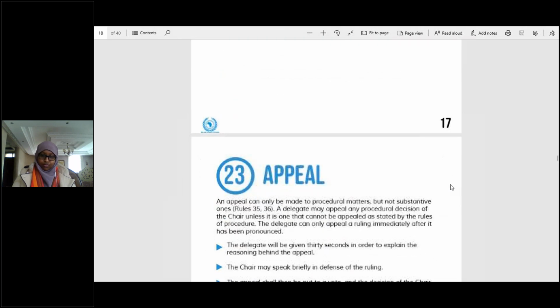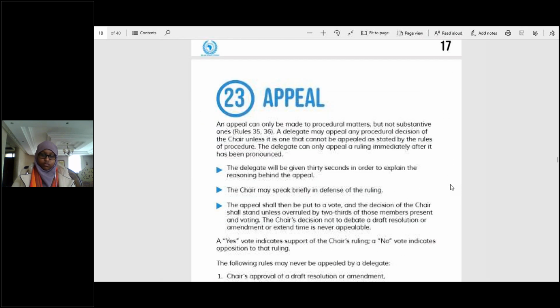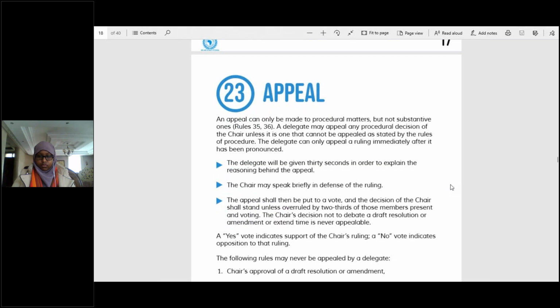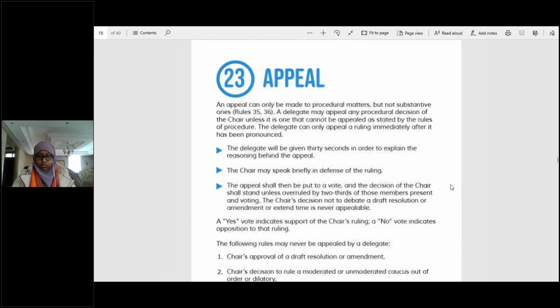Now we come to appeals. When you feel unhappy with a certain decision that the chair or the committee has made, there are some matters that you can appeal and others that you cannot. An appeal can only be made to procedural matters, but not to substantive matters. Procedural matters are matters like voting, but not matters like draft resolutions. You can look at Rule 35 and 36.